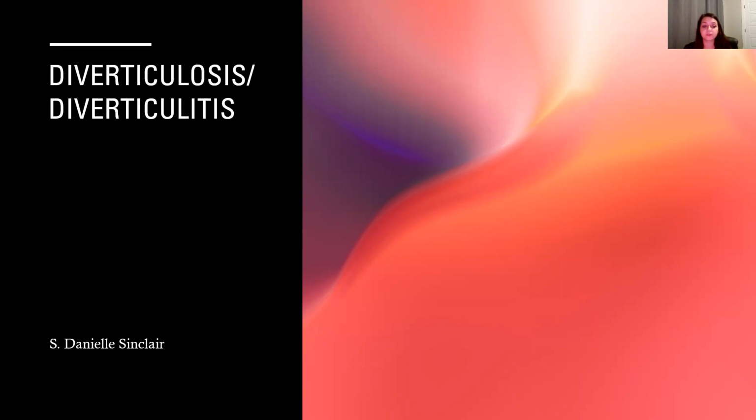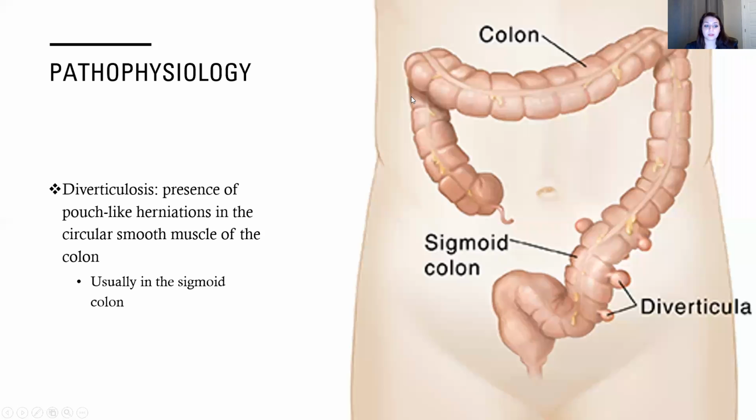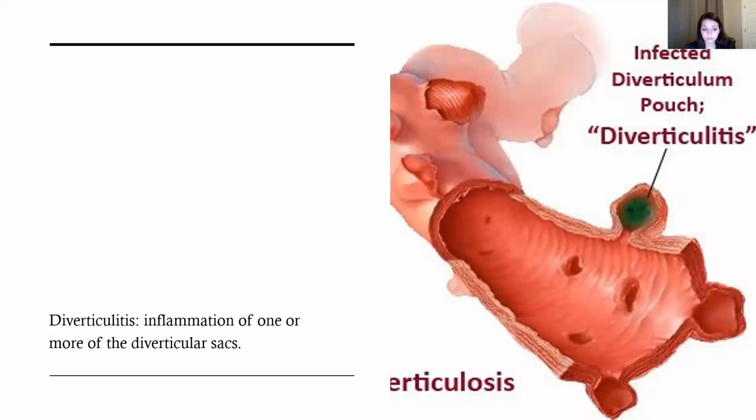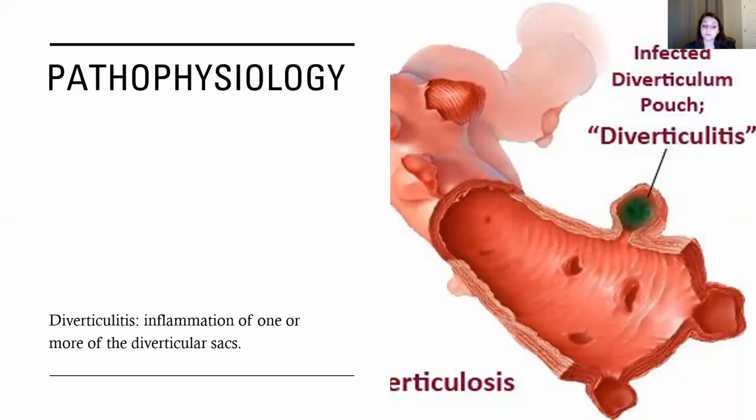So I have diverticulosis and diverticulitis. Diverticulosis is the presence of pouch-like herniations in the circular smooth muscle of the colon, and it usually happens in the sigmoid colon. You can see here in this picture the sigmoid colon and the outpouches, the little bows that kind of form on the outside of the intestines, are the diverticulosis. Diverticulitis is when one or more of these pouches or sacs become inflamed and infected.